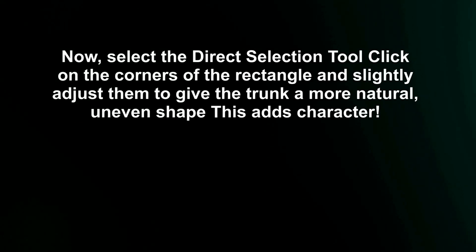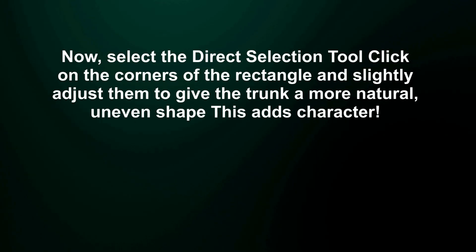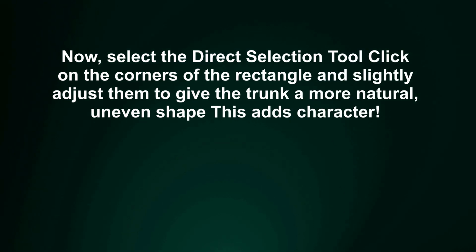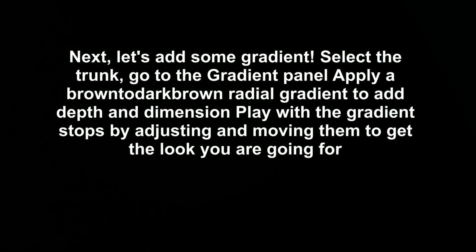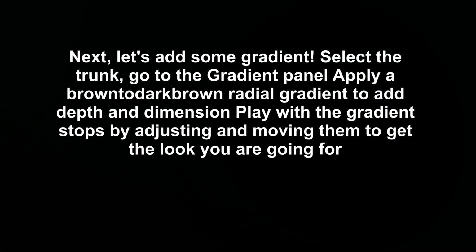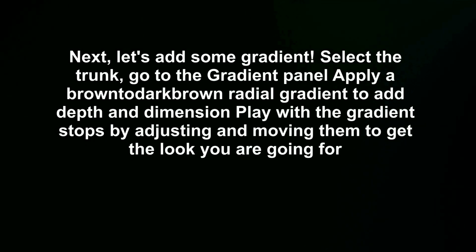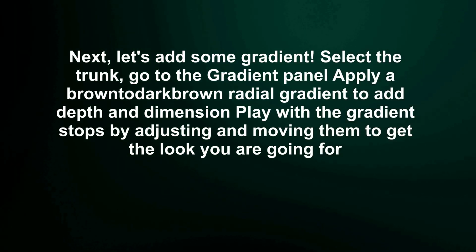Now, select the direct selection tool. Click on the corners of the rectangle and slightly adjust them to give the trunk a more natural, uneven shape. This adds character. Next, let's add some gradient. Select the trunk. Go to the gradient panel, apply a brown to dark brown radial gradient to add depth and dimension. Play with the gradient stops by adjusting and moving them to get the look you are going for.